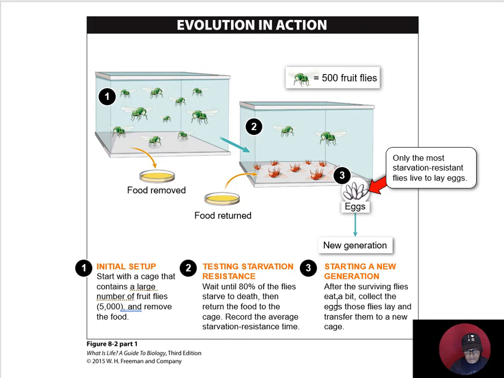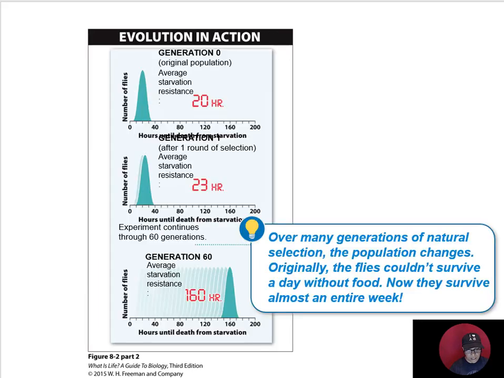After the surviving flies ate a bit, they laid their eggs, and those eggs were collected, and that generation from the collected eggs was the next generation that went into the next round of this: remove the food, wait until 80% die, and then put it back. And what happened was, over many generations of natural selection, the population actually changed. The original fruit flies couldn't survive a day without food. Their average lifespan was 20 hours. No food, they were going to die in 20 hours.